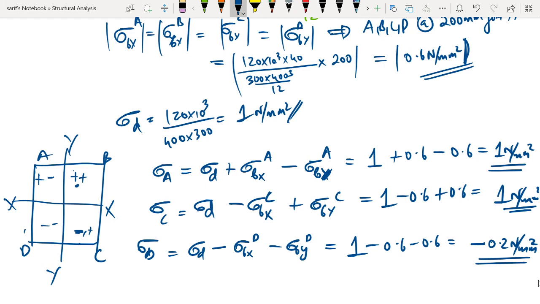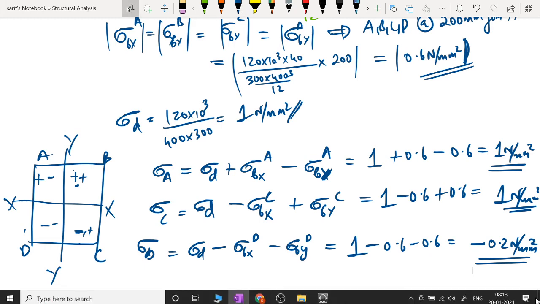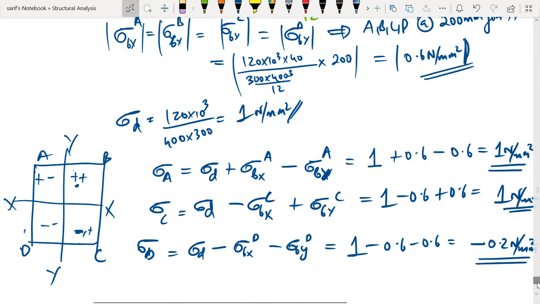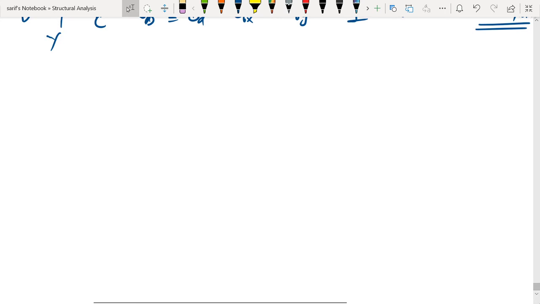All the negative signs are going to indicate that the stresses are tensile, and all the positive signs indicate that the stresses are compressive in nature. So this is one type of problem that you can expect from this chapter. Let us do one more type of problem which we can expect in this.